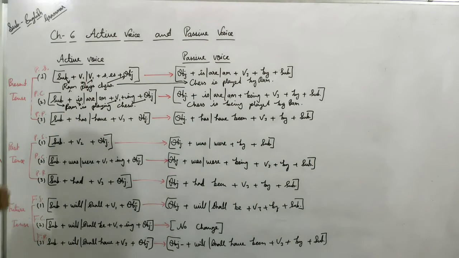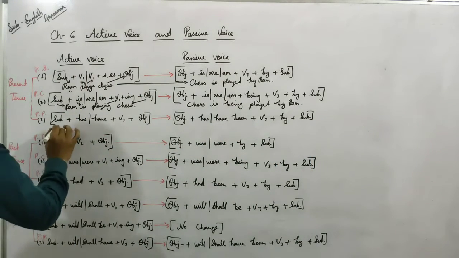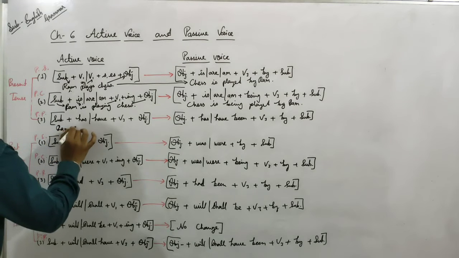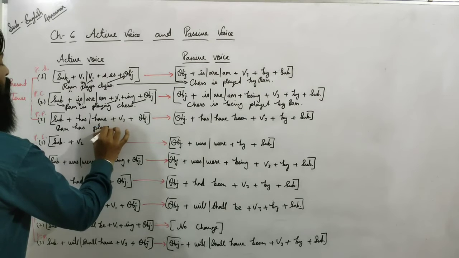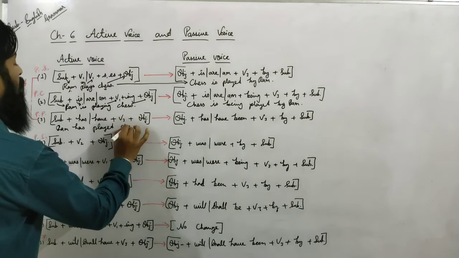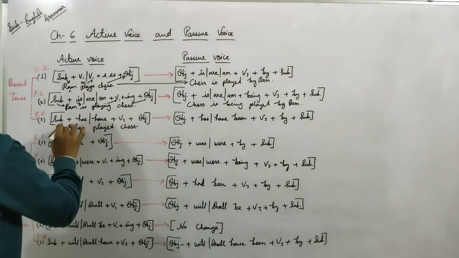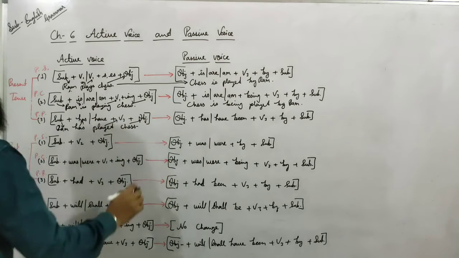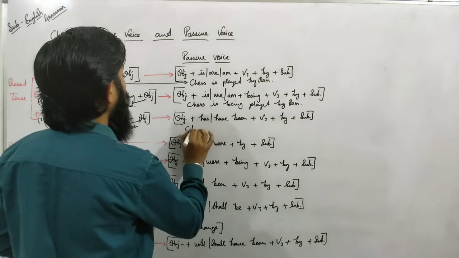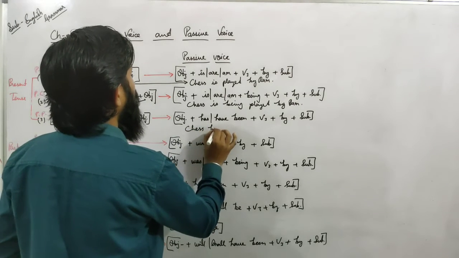After that, present perfect tense. Ram has played chess. Ram is the subject, according to this has, verb third form, and it is the object. The object, at first, we have to write chess.